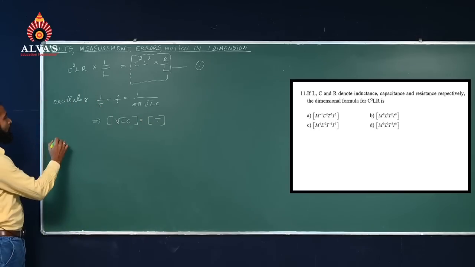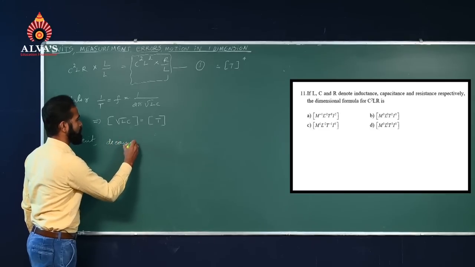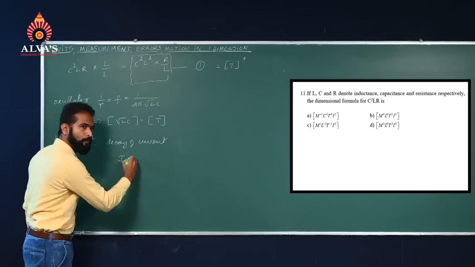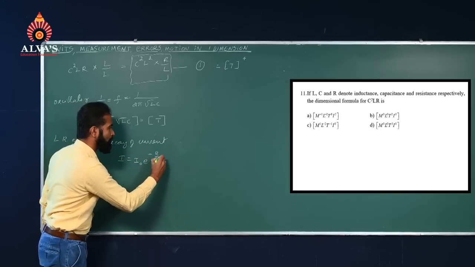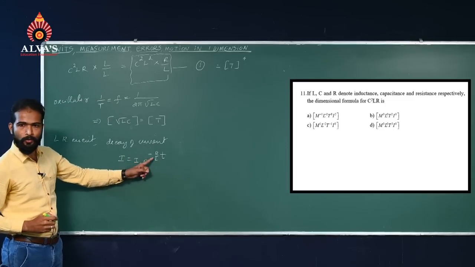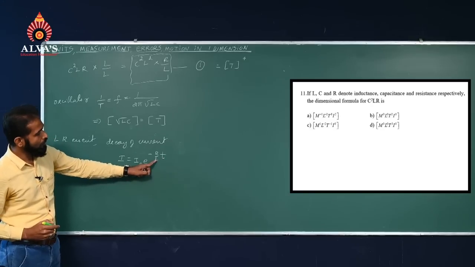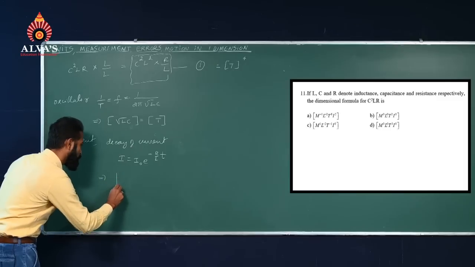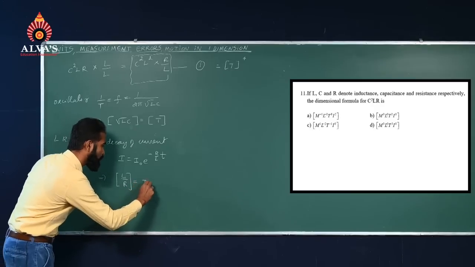Now suppose you look at an LR circuit. The decay of current in an LR circuit is given as I is equal to I naught e to the power minus R by L into t. Since e to the power anything has no dimensions and this t stands for time, the dimension of L by R also must be equal to time. So therefore the dimension of L by R is also equal to time.